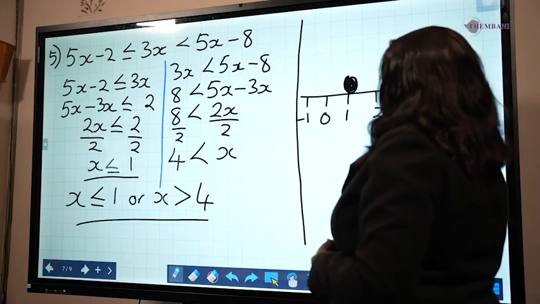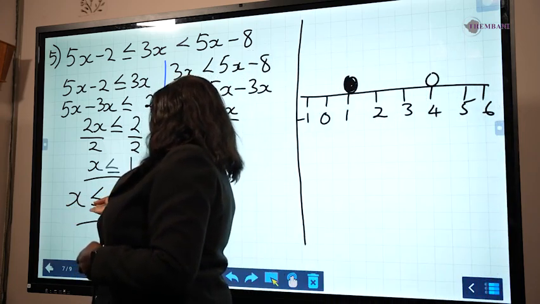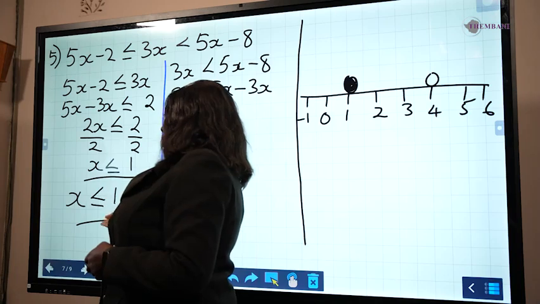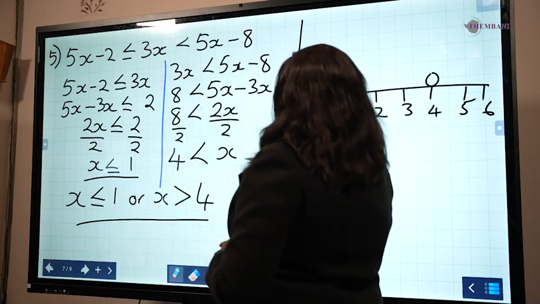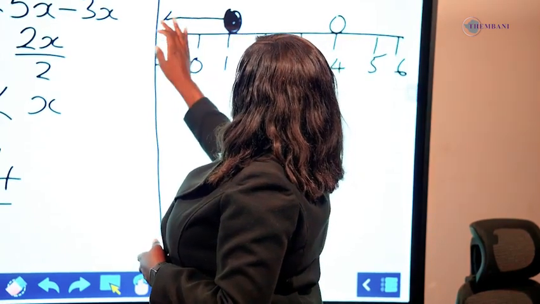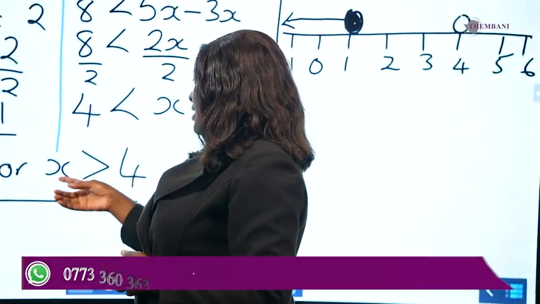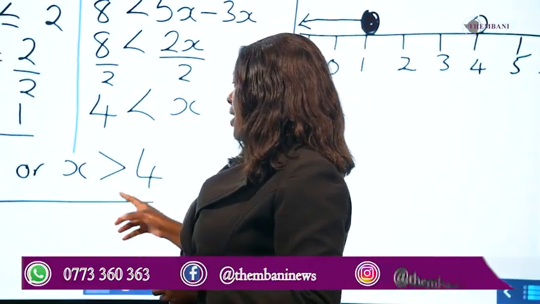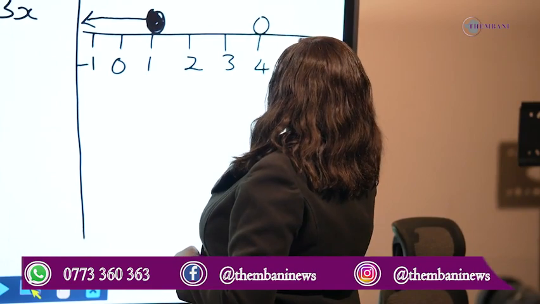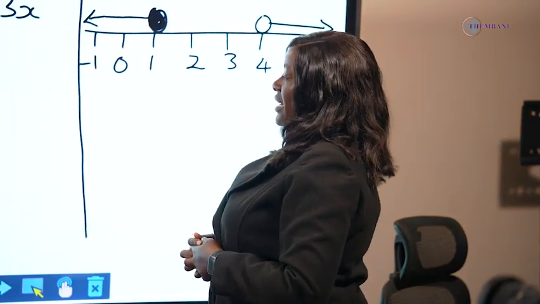And then let's read this inequality. We are saying x is less than or equal to 1. So we need values which are less than or equal to 1. It means values which are in this direction are the values that are less than or equal to 1. Then x is greater than 4. So we need values which are greater than 4. Values which are greater than 4 are 5 and 6. So it means we are moving in that direction.